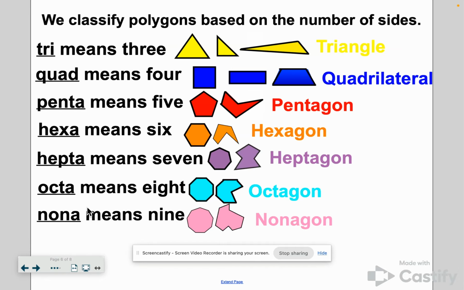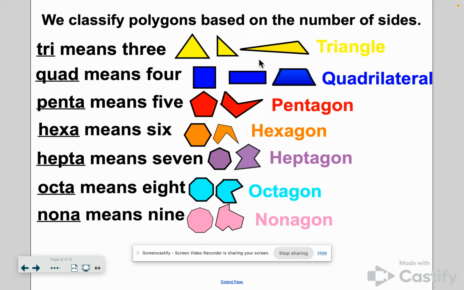We classify or name polygons based on the number of sides or edges that they have. The prefix that comes at the beginning is in Greek, and so the word tri in Greek means three. So any shape that has three straight sides is called a triangle. And you can see my three yellow triangles.